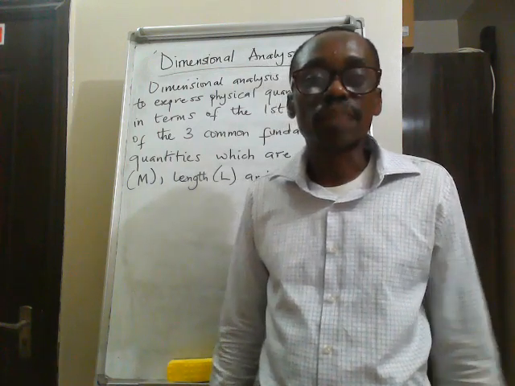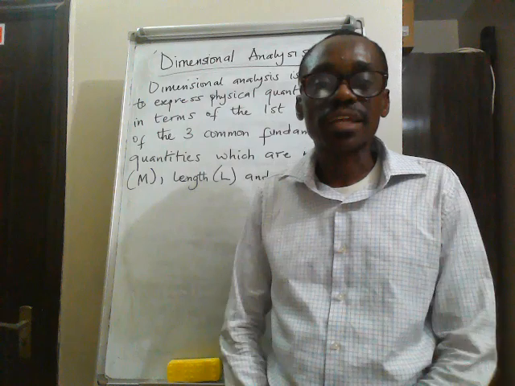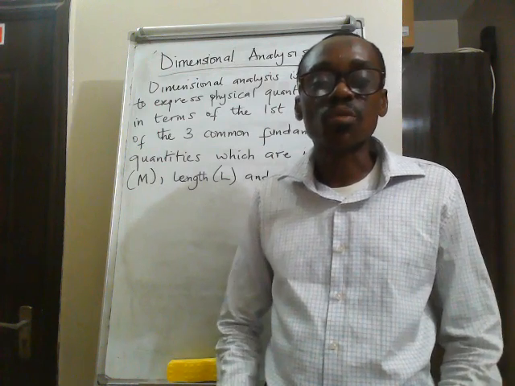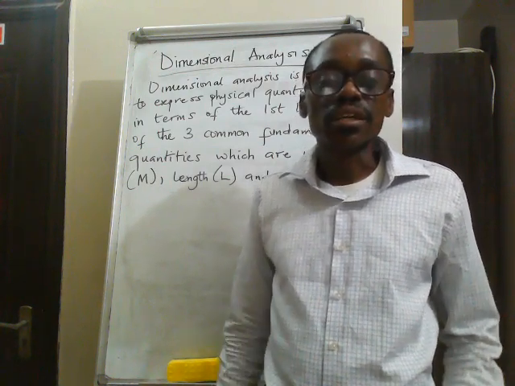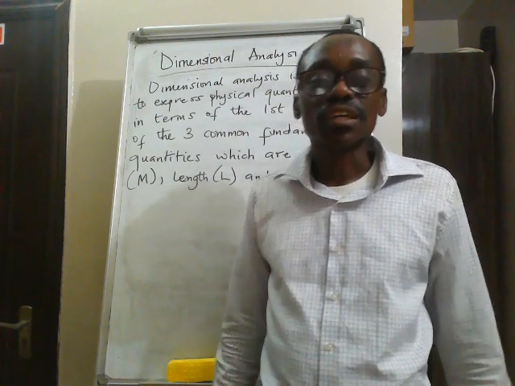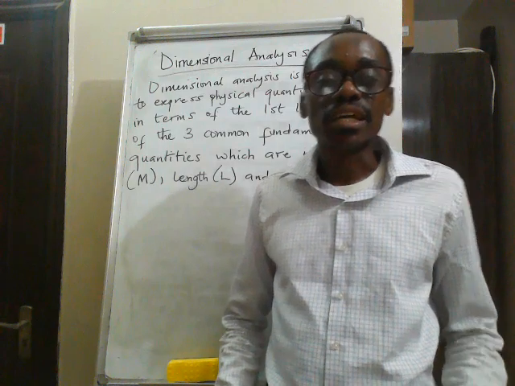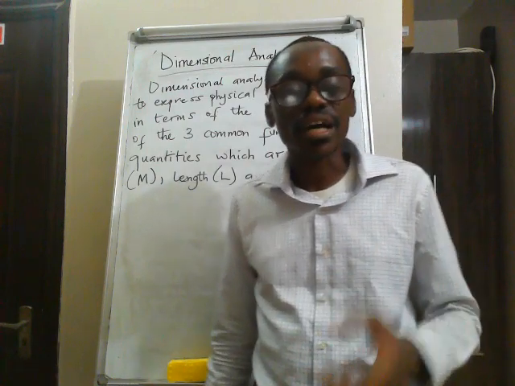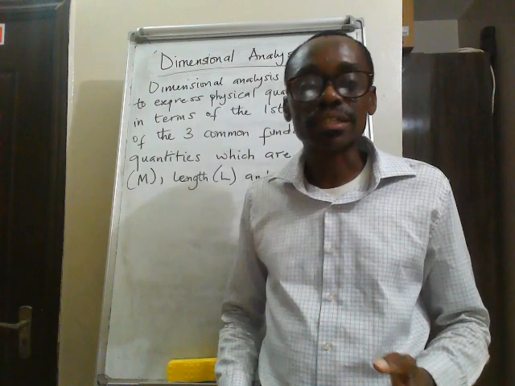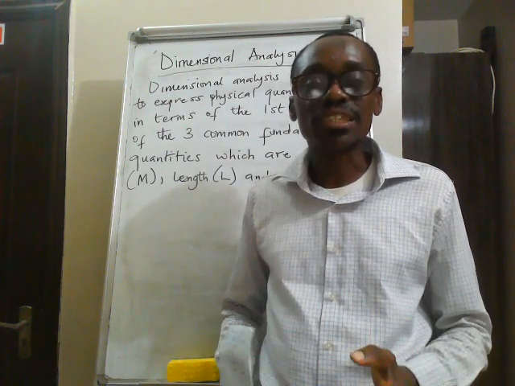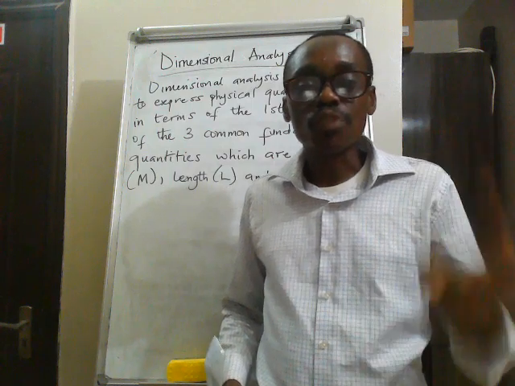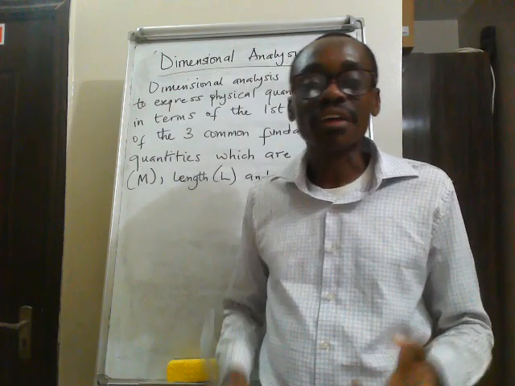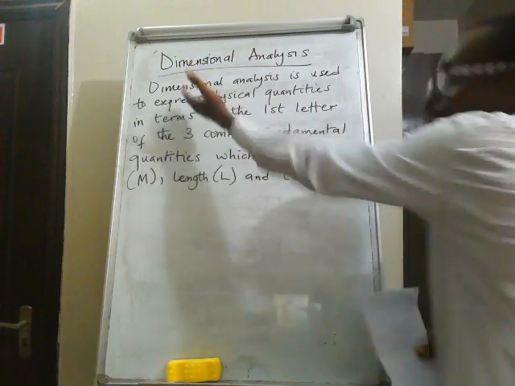In this video we're looking at dimensional analysis. So what is dimensional analysis? Dimensional analysis is just a way of trying to express the physical quantities in physics, derived quantities in physics, in terms of the three fundamental quantities such as mass, length, and time. When you try to express physical quantities in terms of the three fundamental or basic quantities, which are mass, length, and time, you are carrying out dimensional analysis. That is what I just have on the board there.